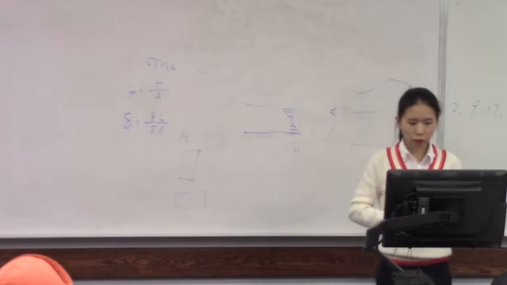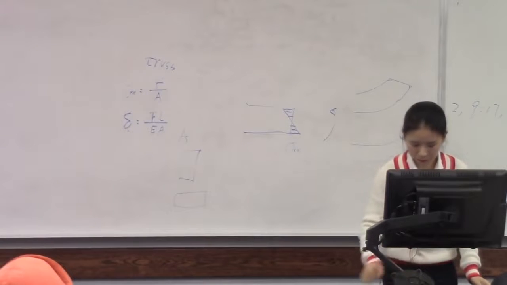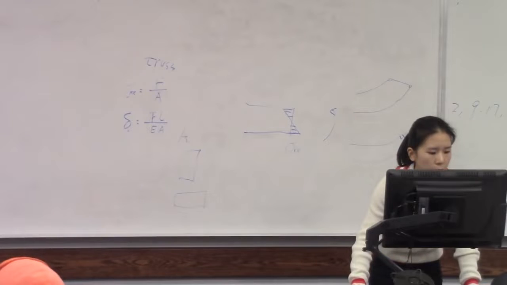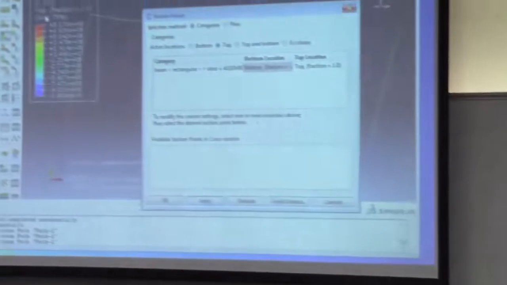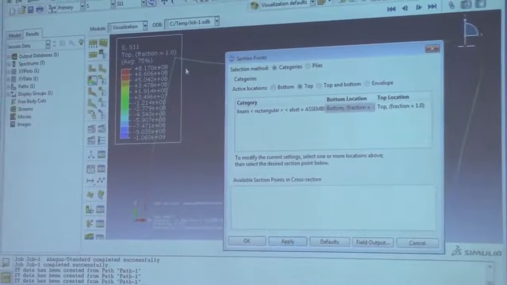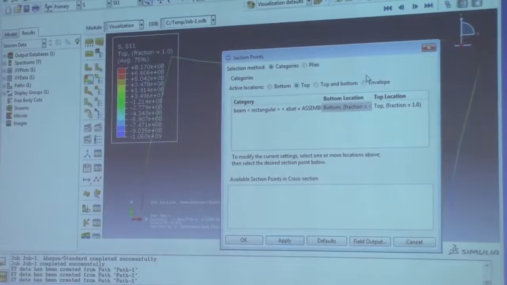So you can change this if you want to see the result at the upper surface. So in result and section point, you can change this to top. Apply. You can see top. So you must be clear whether the plot is from the upper surface or from the bottom surface, top surface or bottom surface.